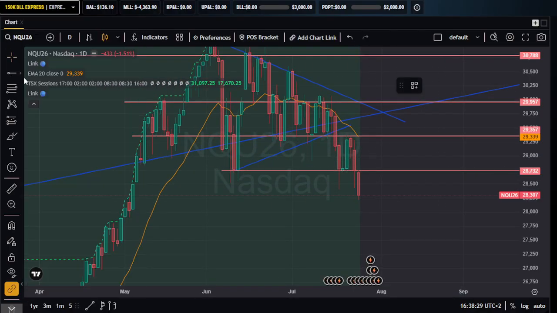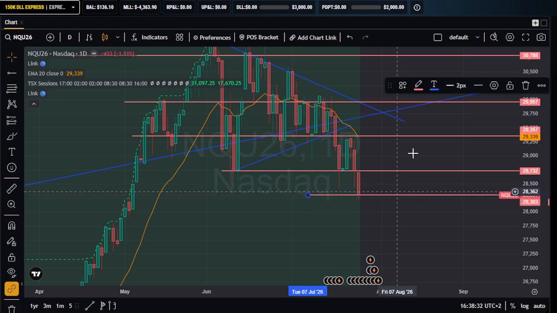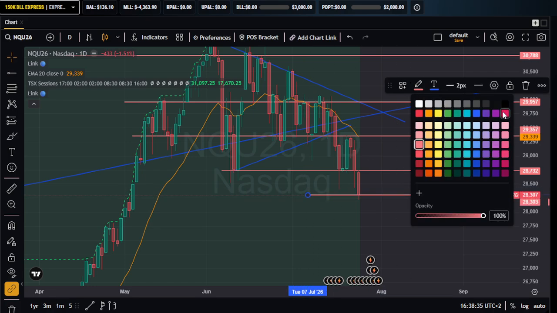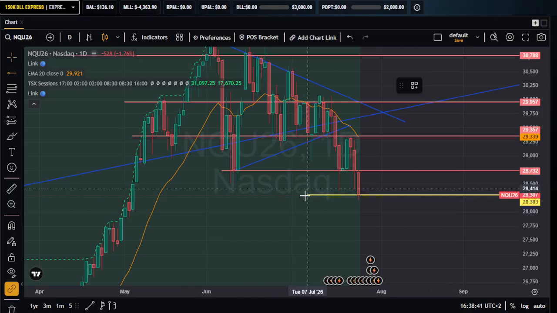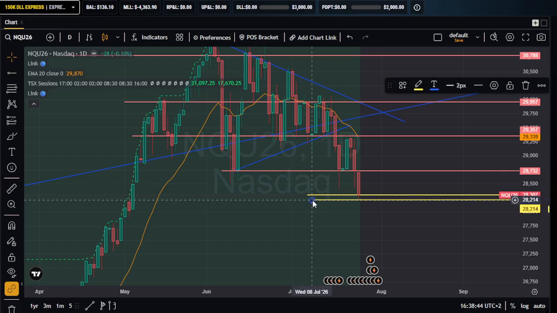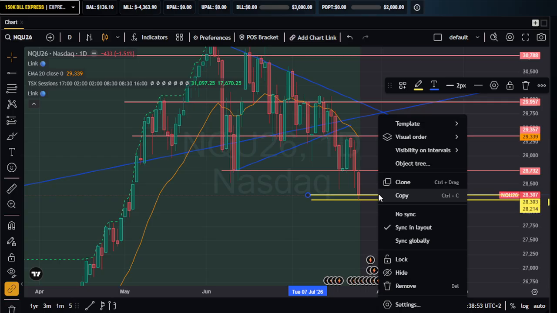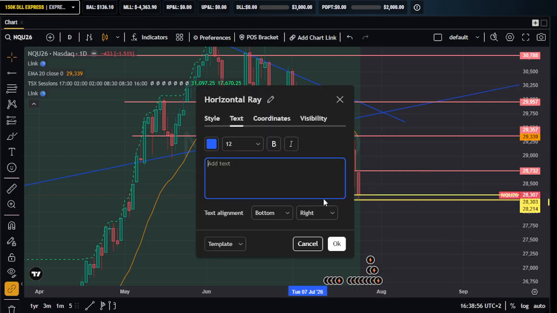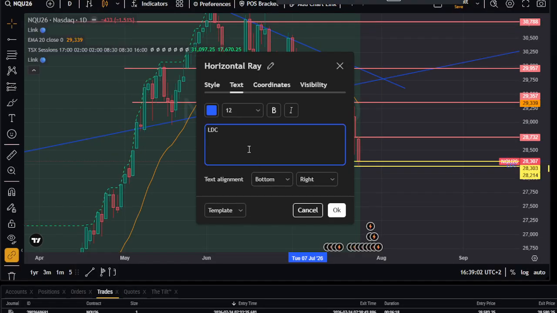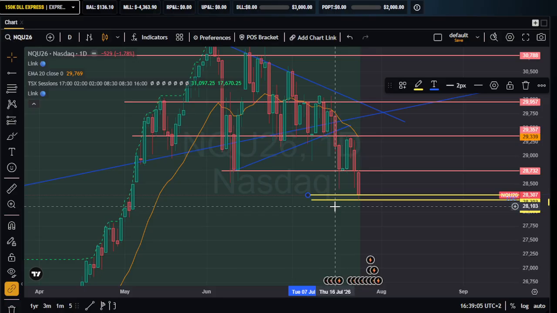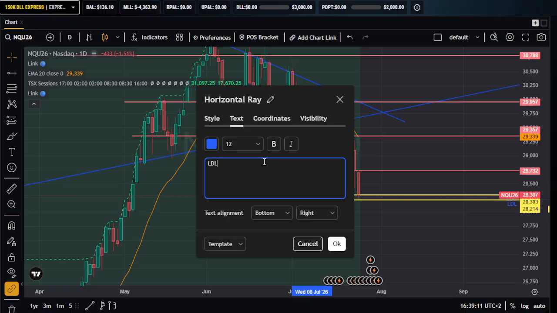I will mark the close of the previous day and the low of the previous day and label it. Last day's close. And last day's low.